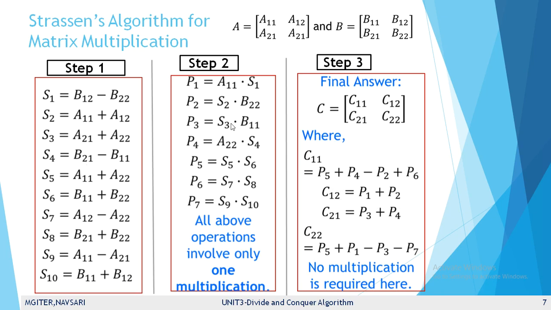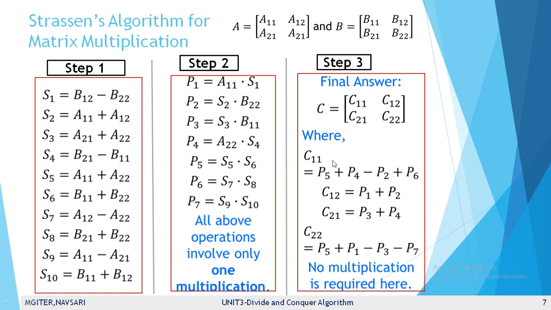So here the number of multiplications is less, and the number of additions and subtractions is more. Addition and subtraction take less time for execution, and multiplication takes more time for execution. So this is the formula for finding the resultant matrix.